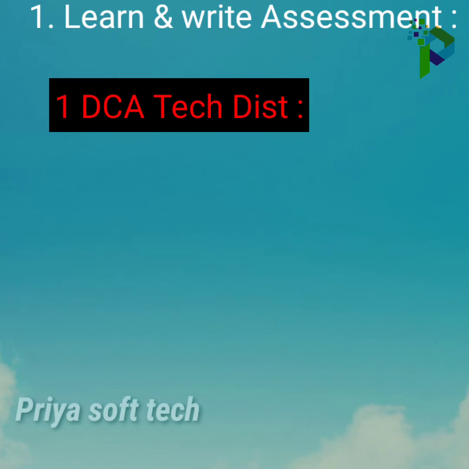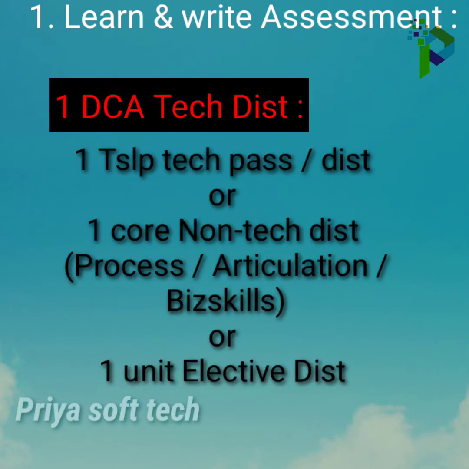And the next track is one DCA tech distinction. It contains again 3 options. One TSLP tech pass or distinction, one core non-tech track distinction. It means process, articulation, biz skills come under non-tech track, and one unit elective.